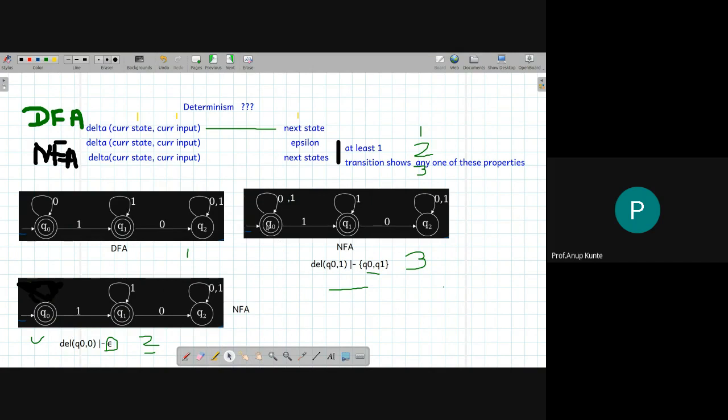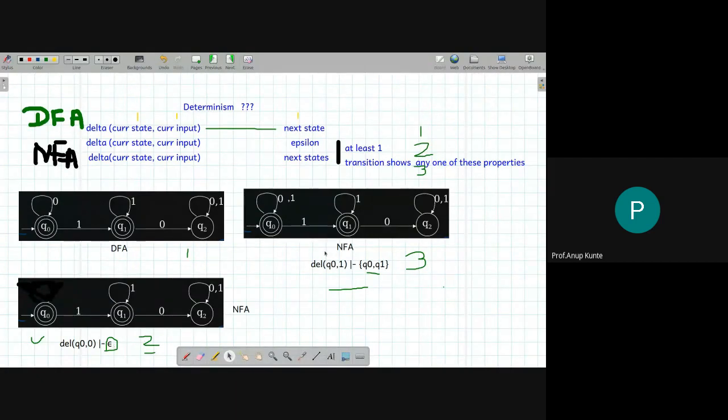In this example, in this particular device, if I am in Q0 and I see an input 1, I have a label 1 here for this transition, and I also have a label 1 here for this transition. Means I have the option of being in Q0 or moving to Q1. So there are two options I have, right? And over here, when I'm in Q0 and I see an input 0, there is no transition defined. As there is no transition defined, I will have the next state as epsilon.